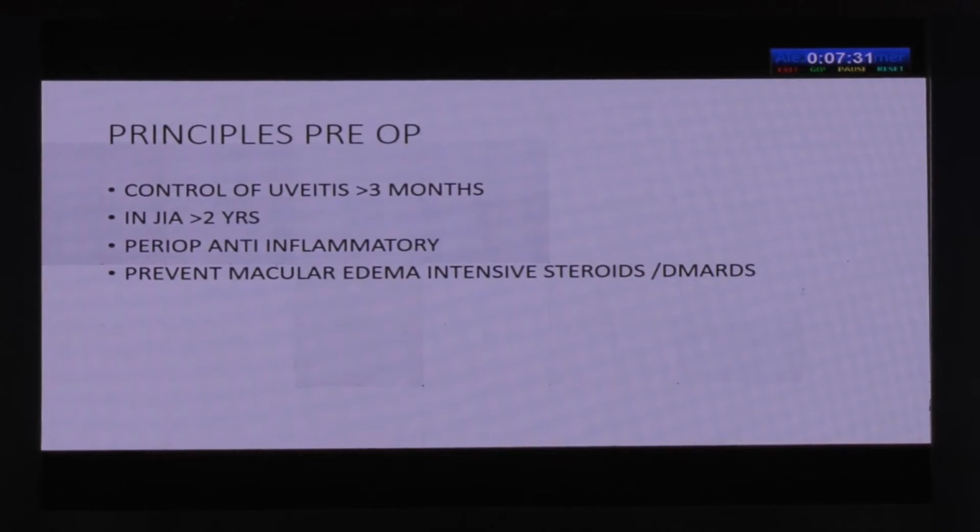It should be controlled for at least 2 years in JIA, and always remember that you need to give peri-operative anti-inflammatory, whether oral steroids, or you can give even 3 months of DMARDs before you plan the surgery, because the main aim is to prevent the macular edema.